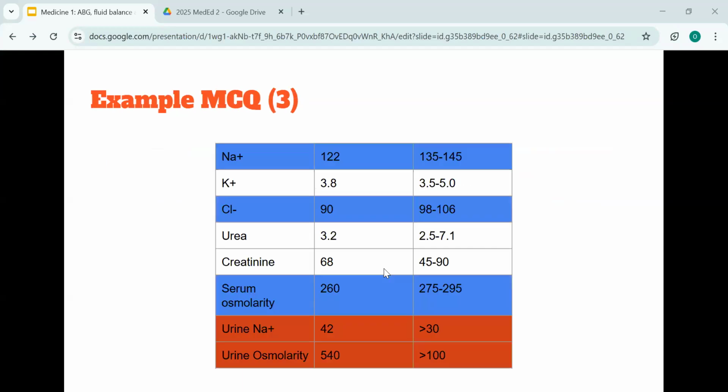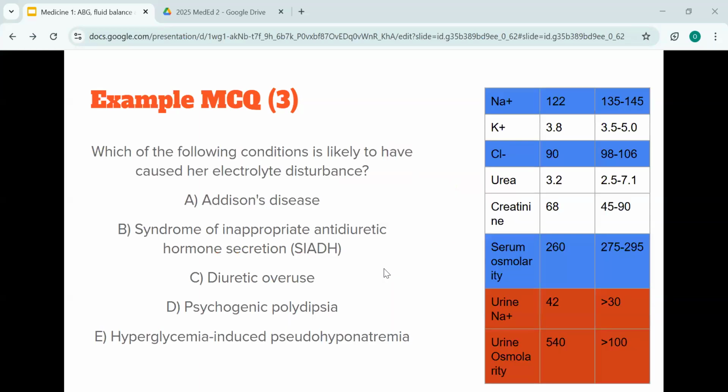So we should have picked up that we're in a hyponatremic state, so we've got low sodium. We've also got some low chloride, and we've got a low serum osmolarity. That's compared to the raised sodium and osmolarity that we've got in the urine sample we took. So, based on these, which of the following is the most likely cause?